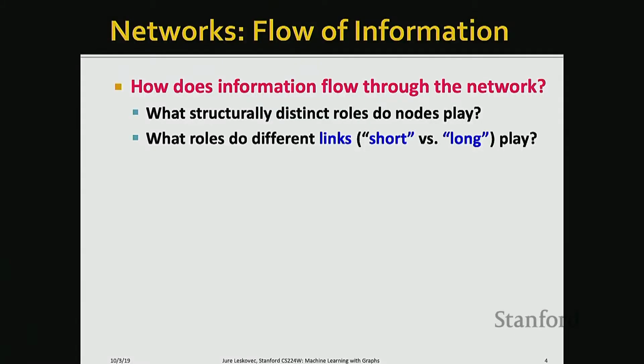The way this story starts is to ask, how does information flow through networks? And what kind of distinct roles do nodes play in the flow of information through these networks? In particular, we will be asking about the role of different types of links or edges in our networks that allow for the flow of information.